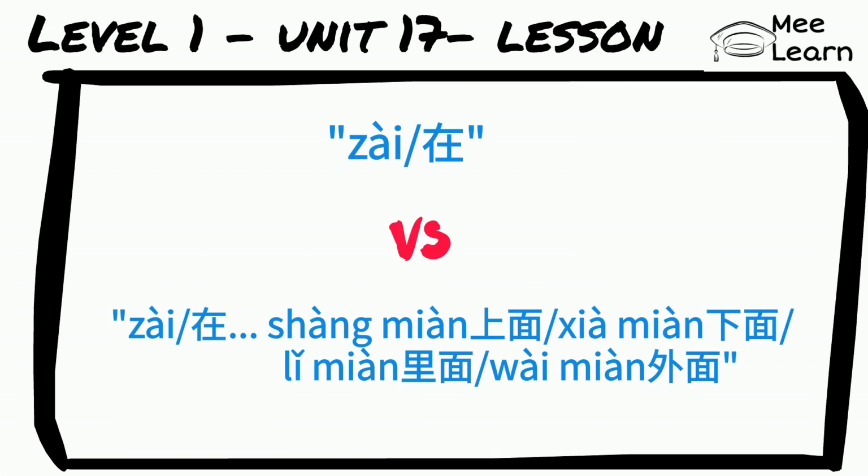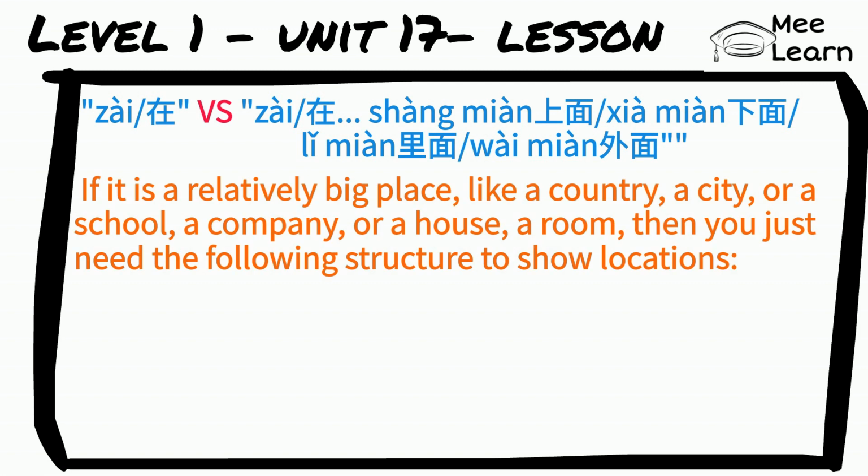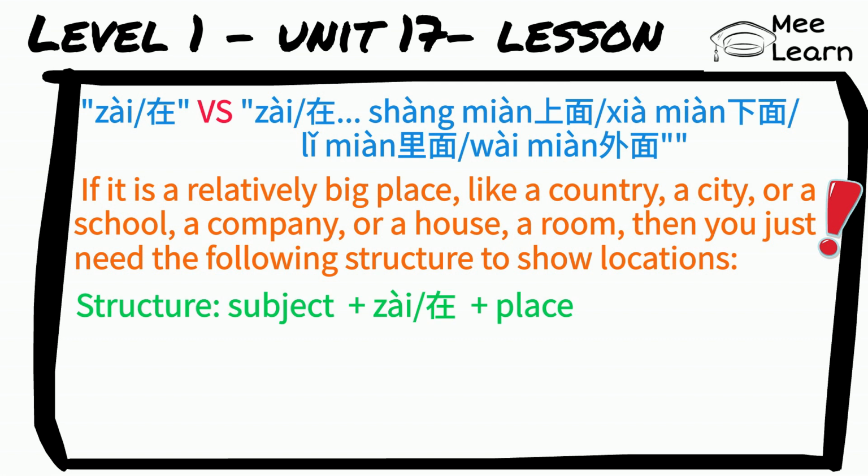在 versus 在上面，在下面，在里面 or 在外面。 If it's a relatively big place, like a country, a city, or a school, a company, or a house, a room, then you just need the following structure to show locations. Subject plus 在 plus place.